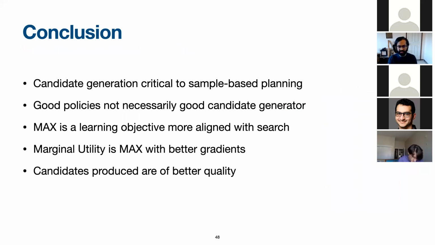In conclusion, I talk about how candidate generation is critical to the success of sample-based planning. I also discuss how good policies do not necessarily make for good candidate generators, and show that max is an alternative learning objective that is more aligned with search. Marginal utility is a reformulation of max with better gradients that ultimately lead to better candidates for search.